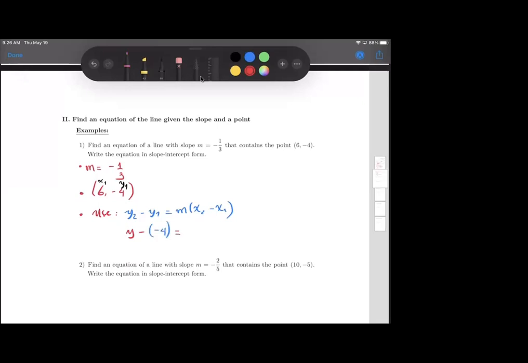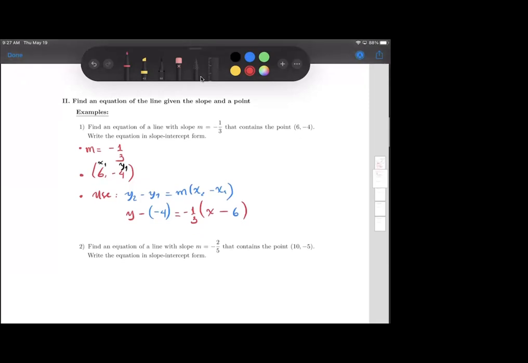equal m, which is -1/3, times x2, we're just going to say x minus x1, which is 6. Yeah, 6. And then you clean that up. So y minus -4 will be y plus 4 equal -1/3 x. And then -1/3 times -6 will be positive 6/3, which is 2, right? So plus 2.